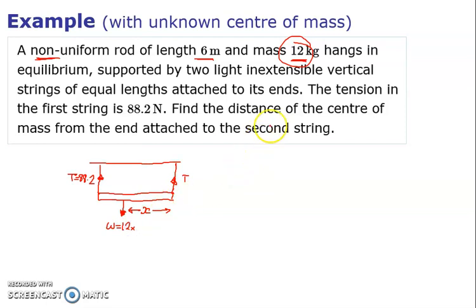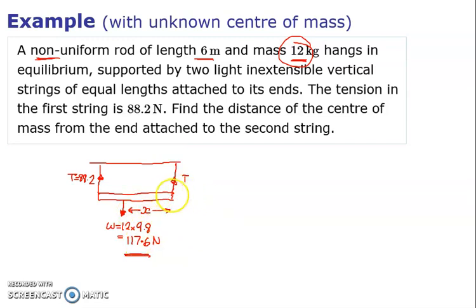Now notice it's 12 kilograms, but that's not its weight. It's 12 times 9.8. A lot of people make silly mistakes with that. They just write 12. But it's actually 117.6 newtons. So that's its weight. We are asked to find this x.